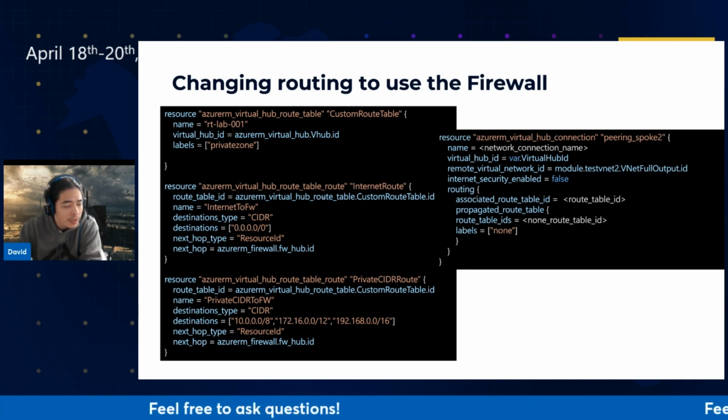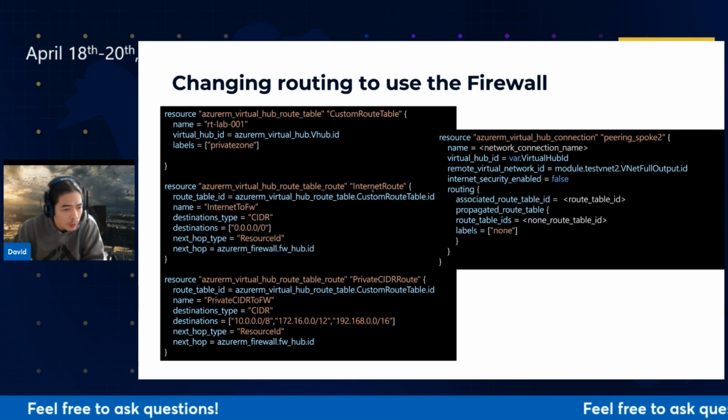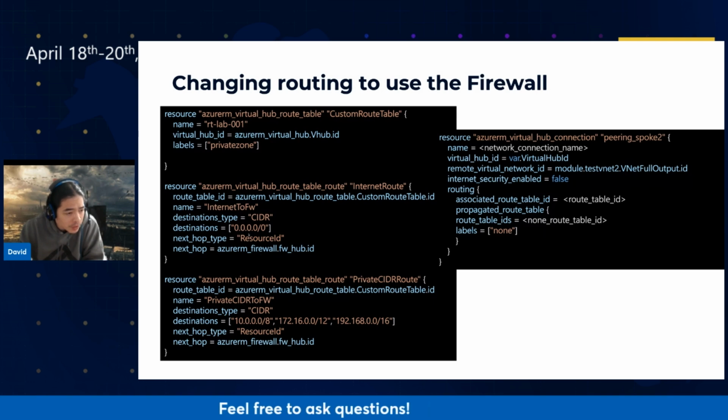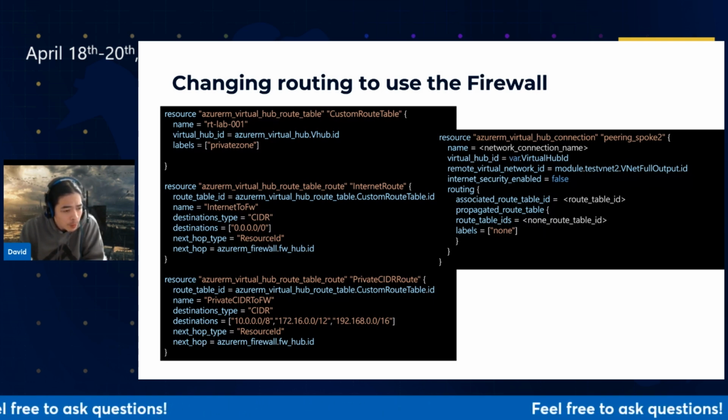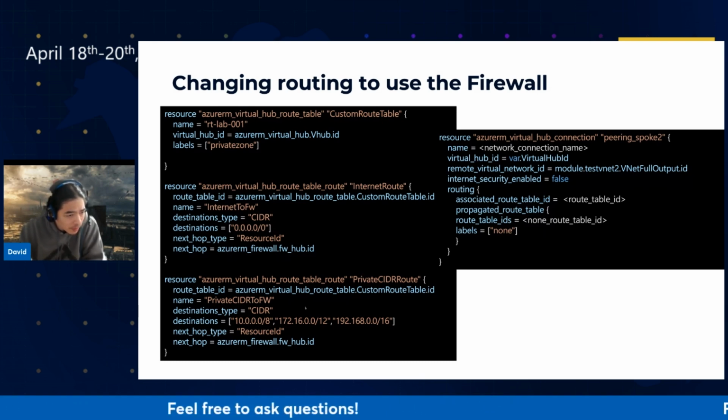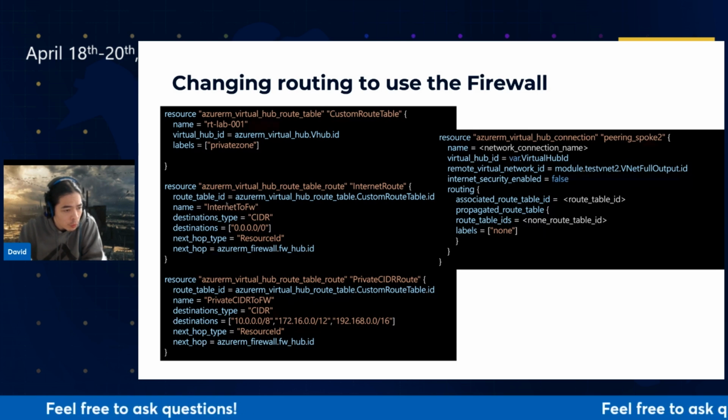So I added two different routes, one that I called internet route, and one that I called a private CIDR route. The first one takes everything, so 0.0.0.0/0, and it goes to the next hop, which is a resource ID, and I specify the resource ID, which is my firewall. Okay. Then I associate that to the route table ID, which is this one that I just created.